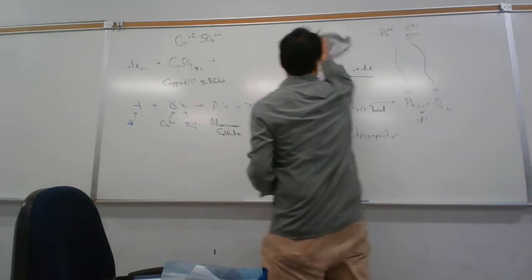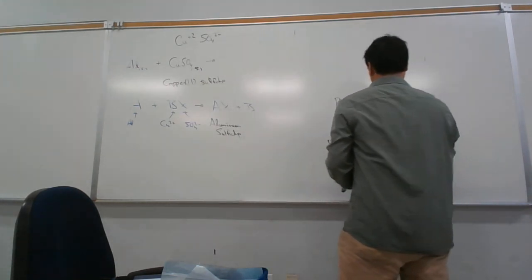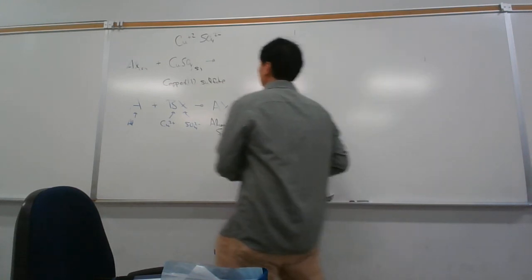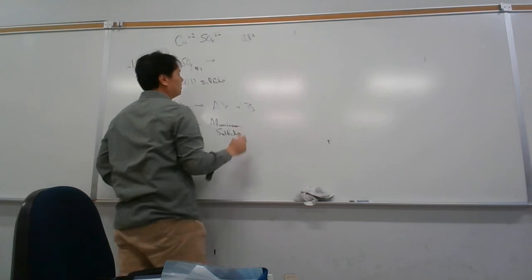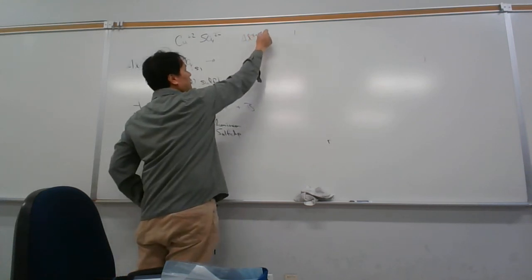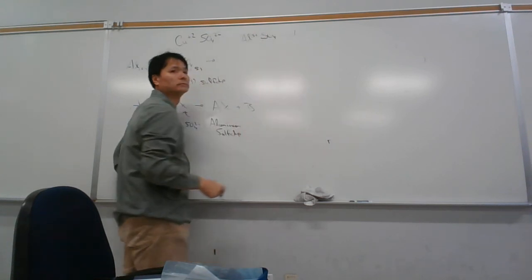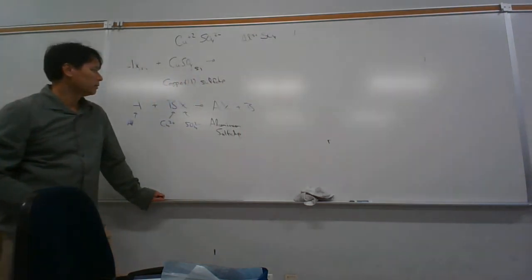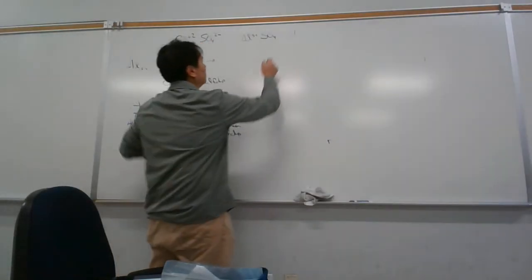The first thing is aluminum ion. What's the charge on aluminum ion? Yeah, 3 plus. So we have aluminum, which is a 3 plus, and then what's the charge on sulfate? Sulfate is 2 minus.